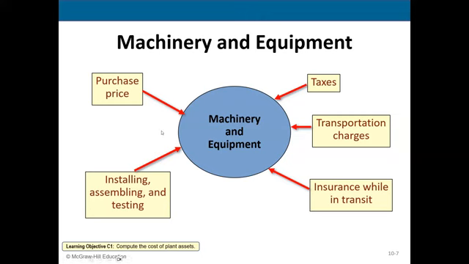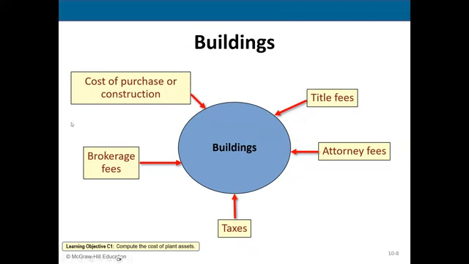I'm so glad you asked. There's two ways to get a building, right? You either purchase an existing building or you build one yourself. So there's the cost of either purchasing it or building it. But that's not the only cost. There's titling fees, attorney's fees, taxes, brokerage fees, etc. We add all of these individual costs together, and that equals the cost of the building.